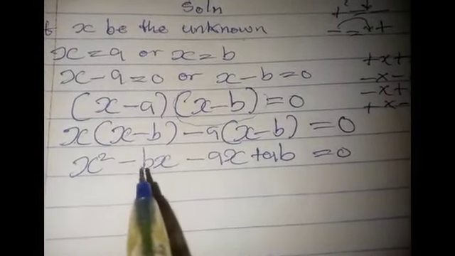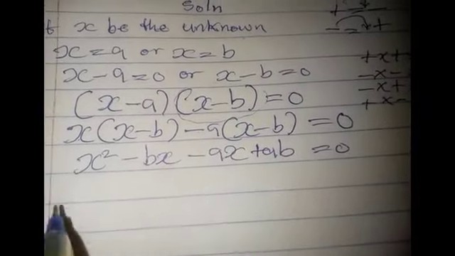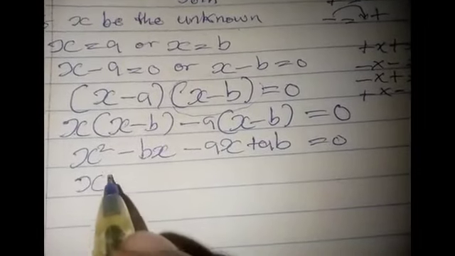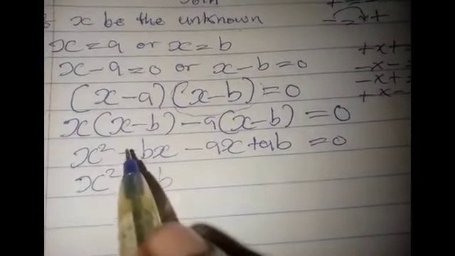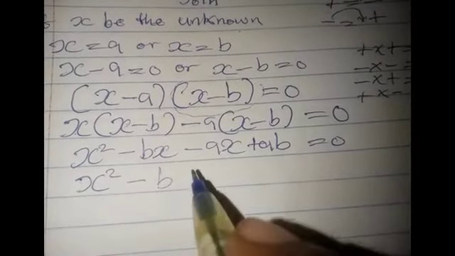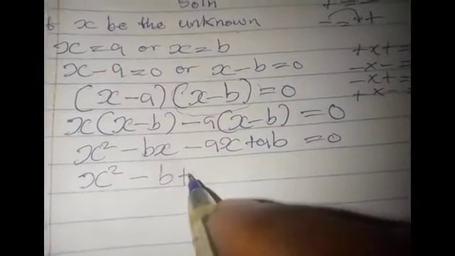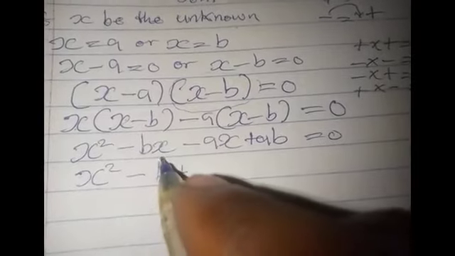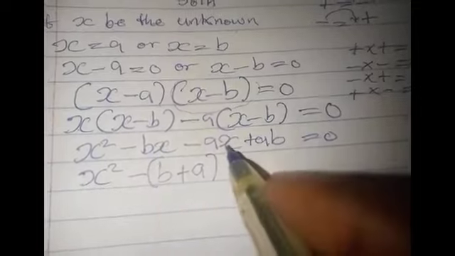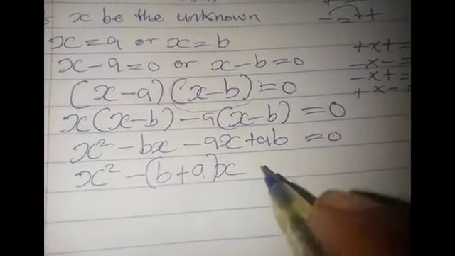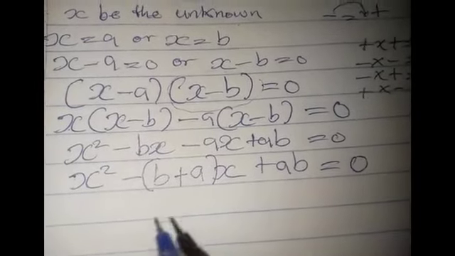Looking at this, we can factorize. We have something in common here. We have x in common here. So we now go like this. We say x squared minus, in a bracket, a plus b, then what's common between them, x, plus ab equal to 0.